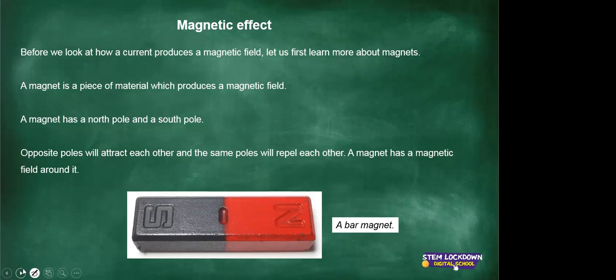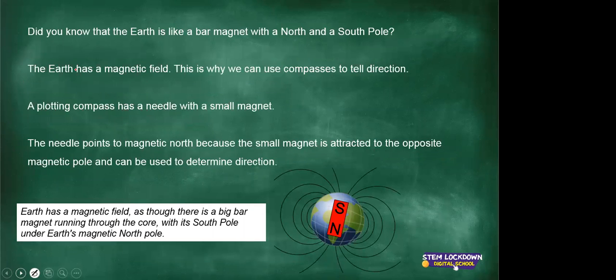Thank you. No problem. Okay, so did you know that the Earth is a bar magnet with a north and a south pole? As Levi said, the Earth basically has a magnetic field around it, which gives you your north pole and your south pole. This basically gives us the compass.